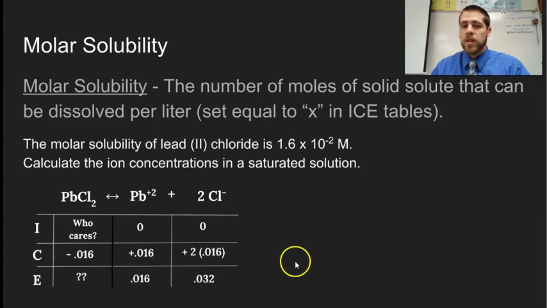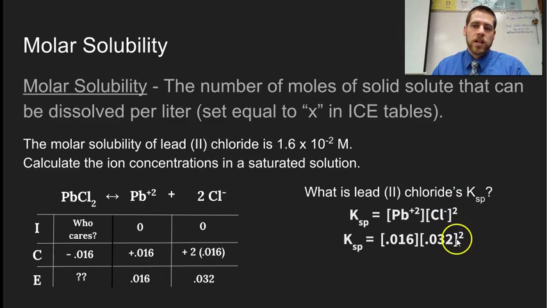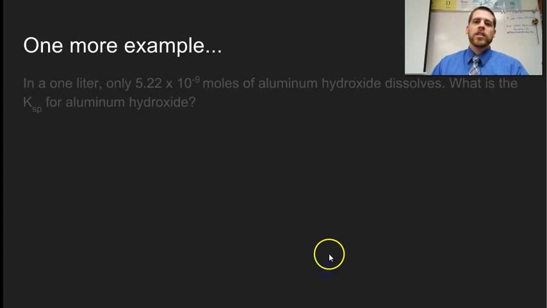So what would the Ksp be? It would be the product of those two concentrations, remembering to square the chloride concentration. So plug those numbers in and you would get 1.6 times 10 to the -5th. Now this is just coincidental that it's 1.6 for both the molar solubility and the Ksp. Those usually don't match. Let's look at one more example.